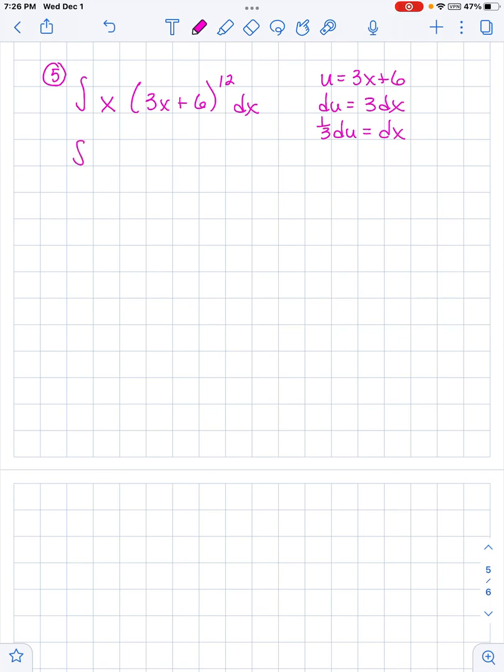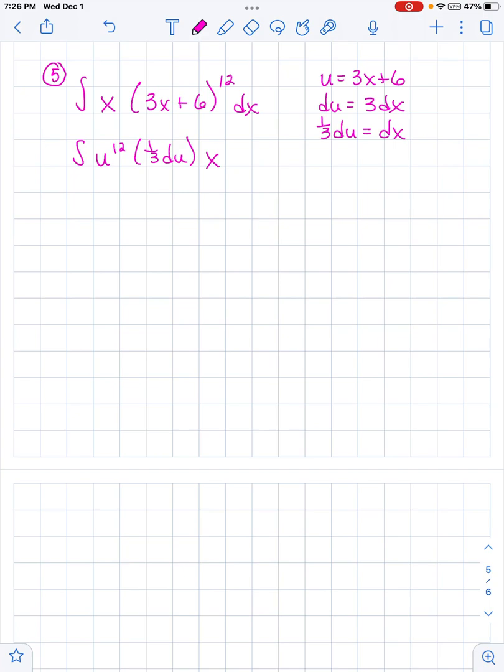If I make my replacements, I've got u to the 12th. dx becomes 1/3 du. And I have an issue. I still have that x left over. Remember we talked about earlier the properties of integrals. You can only pull a constant out in front. We can't pull that x out in front. So we need to deal with it somehow. We have an extra x in this problem.